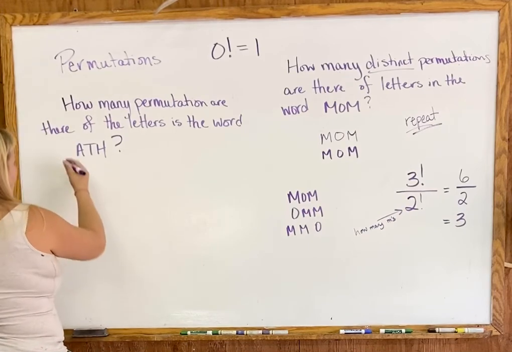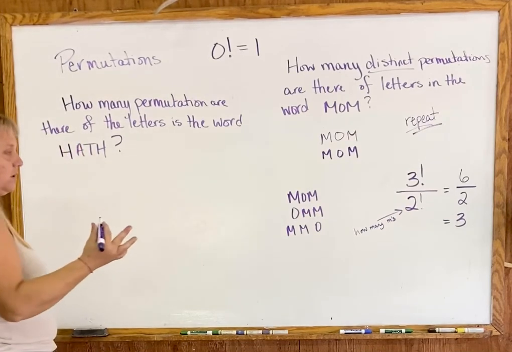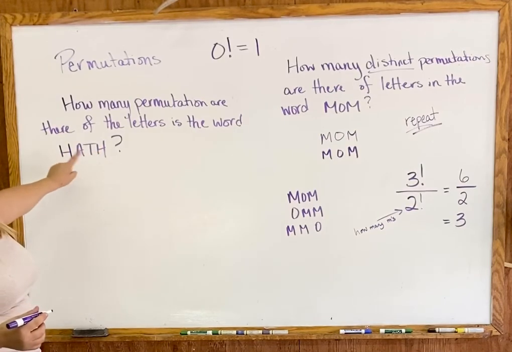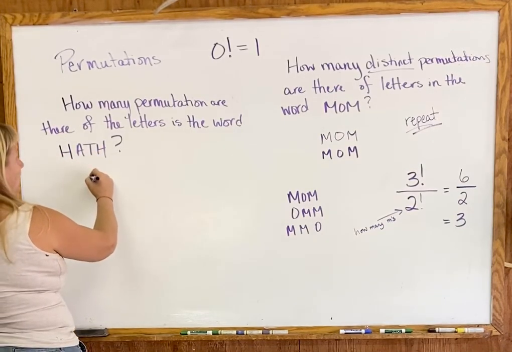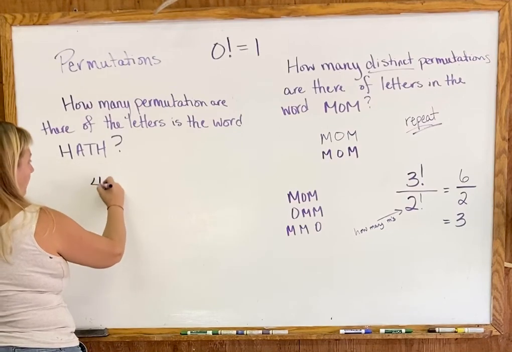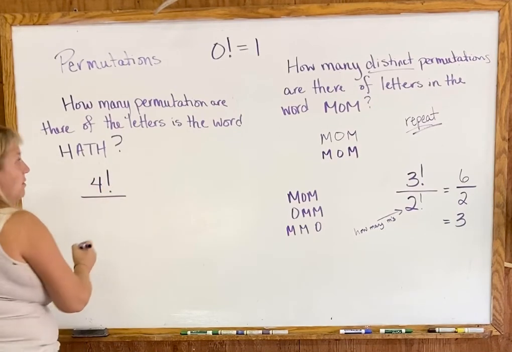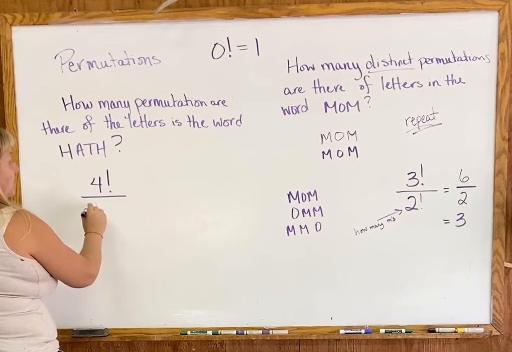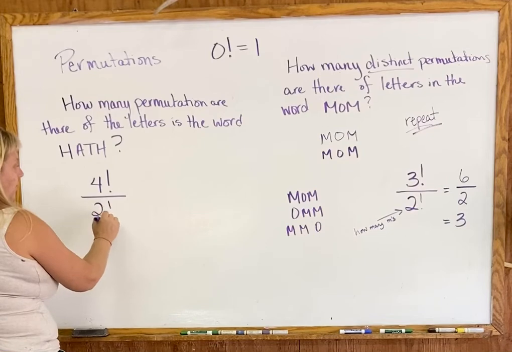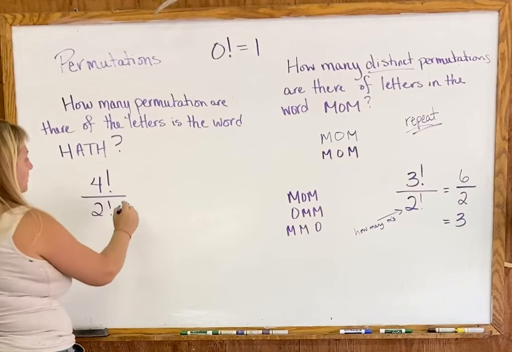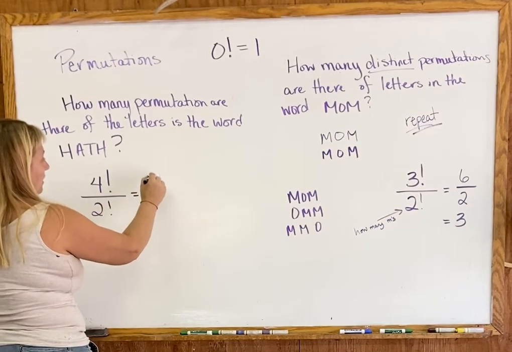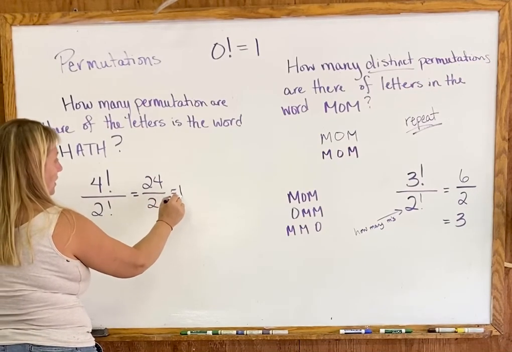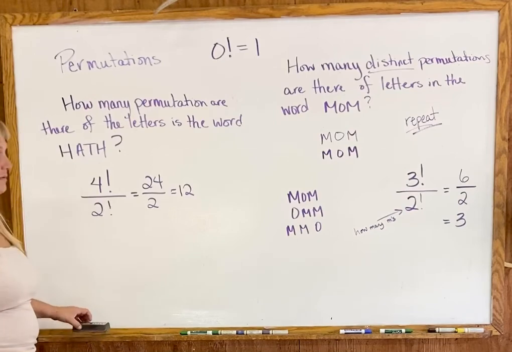So what if this had just been the word half? Okay. Now, do we have a repeat again? We do. So this one, we're going to start with all 4 letters, the 4 different slots, but we have a repeat of an H that shows up twice, so that'll be 2 factorial. And 4 factorial is 24, divided by 2 gives us 12.